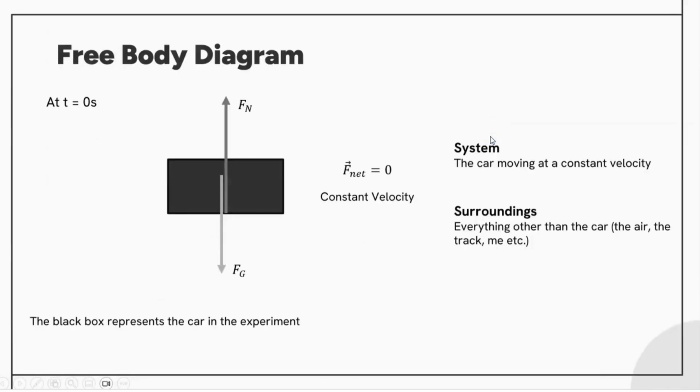First is the free body diagram, where the black box in the car is going to represent the car in the experiment. And we're starting at t equals 0 seconds, so that is when it's moving at a constant velocity, which would mean that there's no net force. So the only two forces acting on this object are the normal force acting upwards and the force of gravity acting downwards. And the system is going to be just the car that's moving at the constant velocity, and the surroundings is going to be everything else.